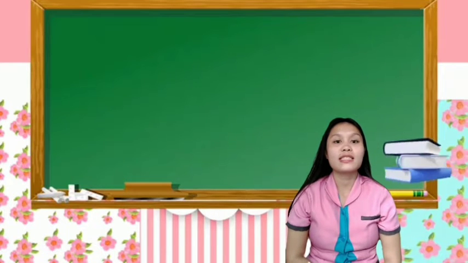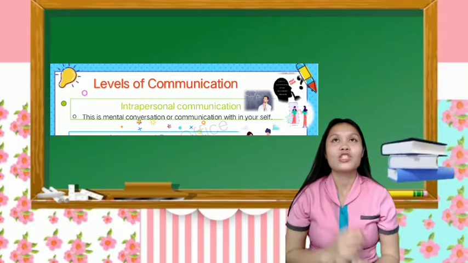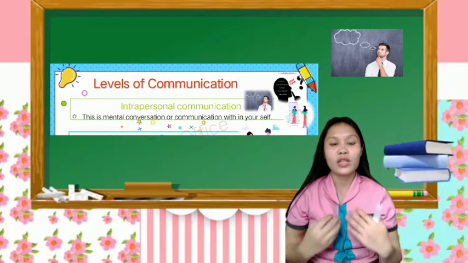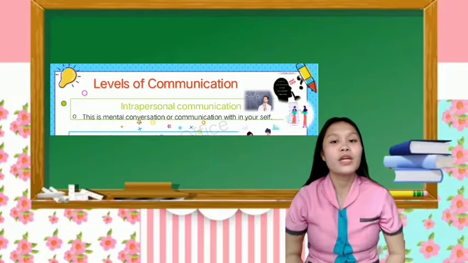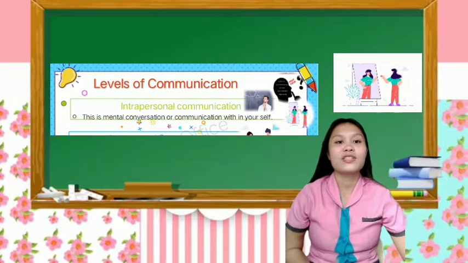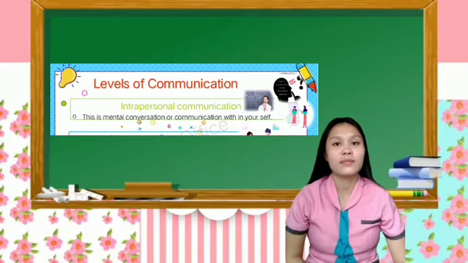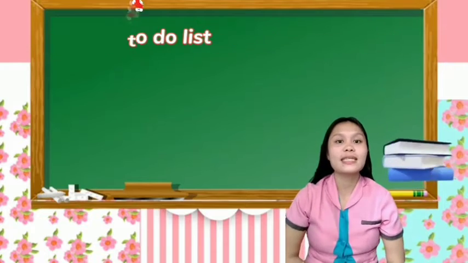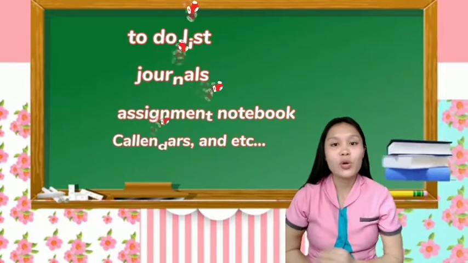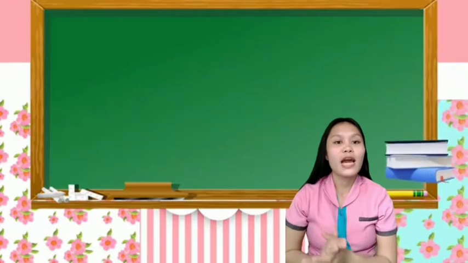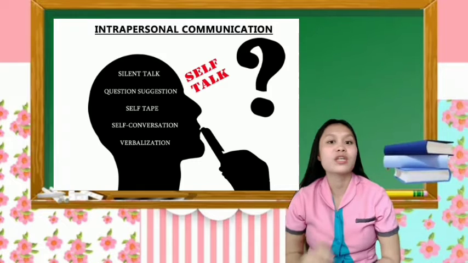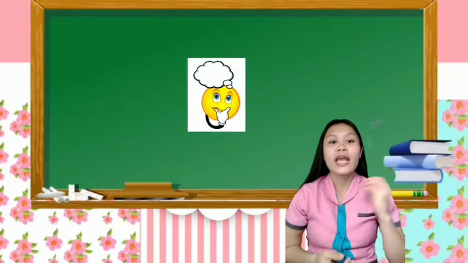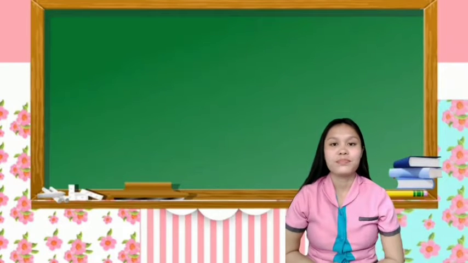The first category is intrapersonal communication, which means mental conversation or communication within yourself. Anytime that you communicate within yourself, it is considered intrapersonal communication. Examples of intrapersonal communication are to-do lists, journals, assignment notebooks, calendars, or any kind of reminder to do something later, as well as congratulating yourself on a job well done, or any kind of thinking to yourself.